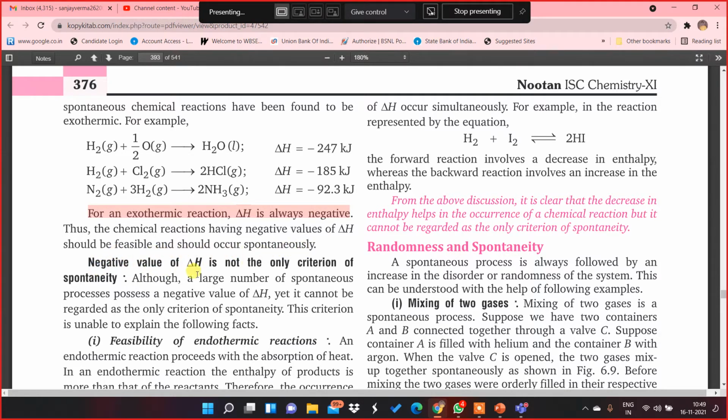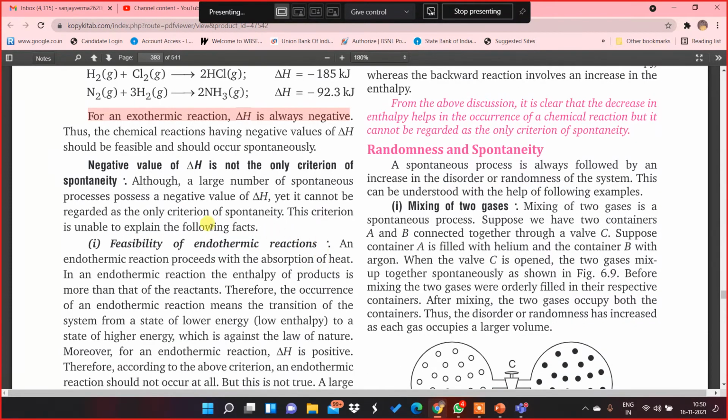Moreover, a negative value of delta H is not the only criterion of spontaneity. There are other criteria also, so let us have a look at that. Although a large number of spontaneous processes possess a negative value of delta H, yet it cannot be regarded as the only criterion of spontaneity. This criterion, the negative value of delta H, is unable to explain the following facts.